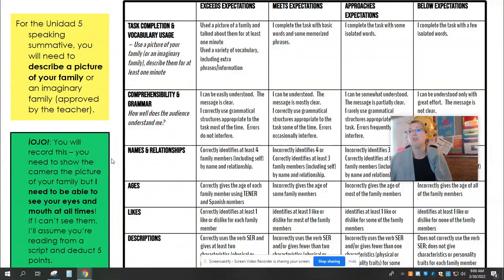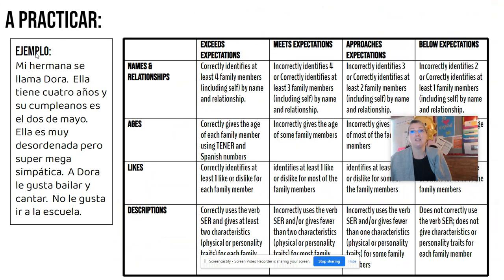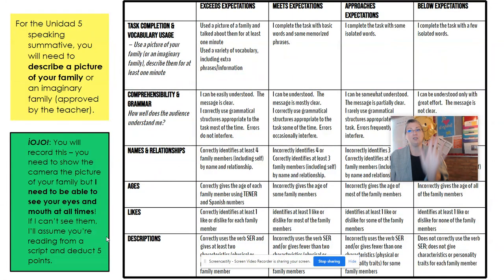So don't do it. So here I have an example. Mi hermana se llama Dora. You can look at this and see how I've met every single one of those criteria, and I even added a few little extra things in there. So this just gives you an idea of what I'm looking for. This tells you everything that you are being graded on. Make sure that you stick to that left column.